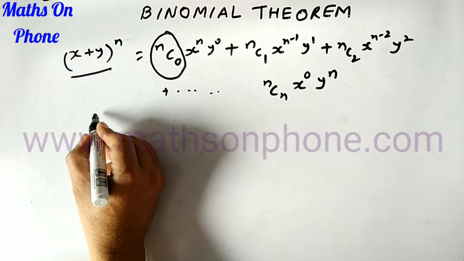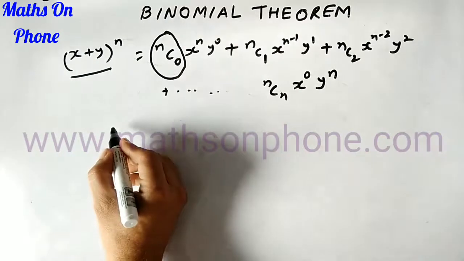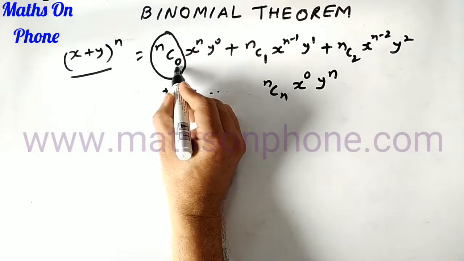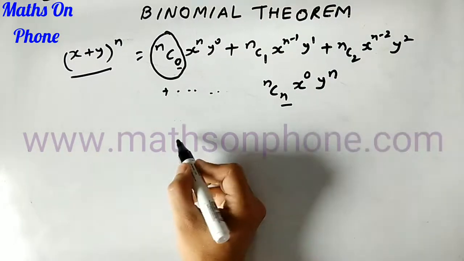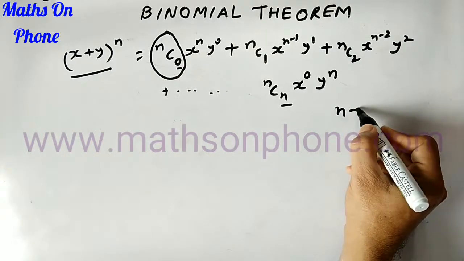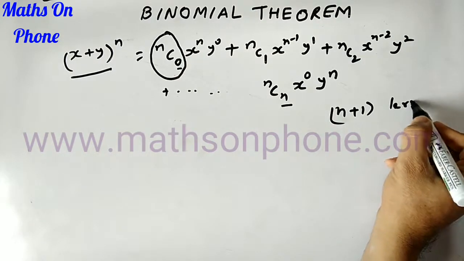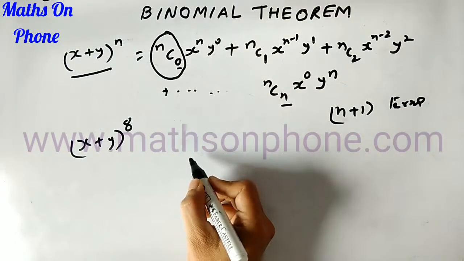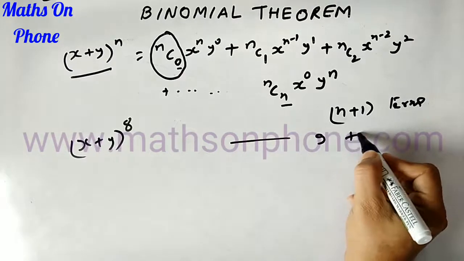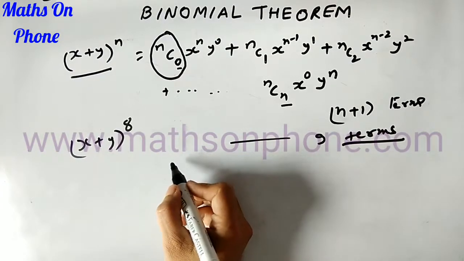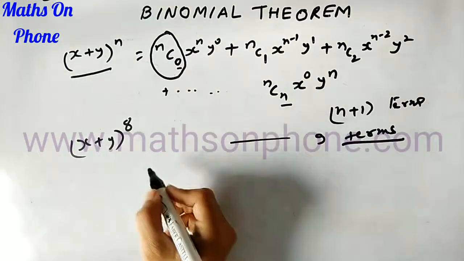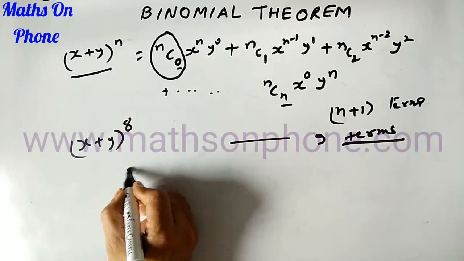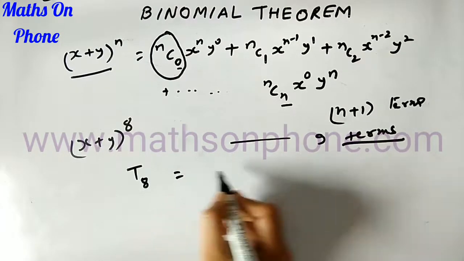First question, if I ask, how many terms are there in the expansion of (x + y)^n? Can you answer? It is starting from 0 and ending with n. So definitely you can predict that n plus 1 terms are there. Okay, if I say (x + y)^8, how many terms will be there? Definitely you will say 9 terms. Okay, now what pattern you are observing here? In the first term it is nC0, second term nC1, third term nC2. If I ask what is 8th term, make a guess.